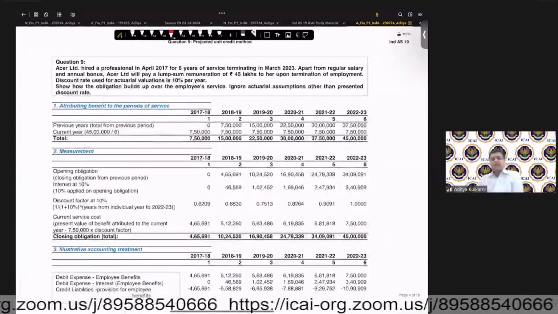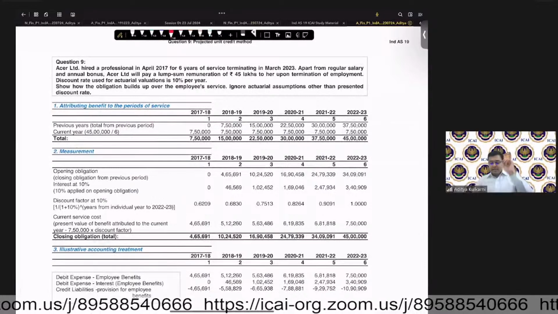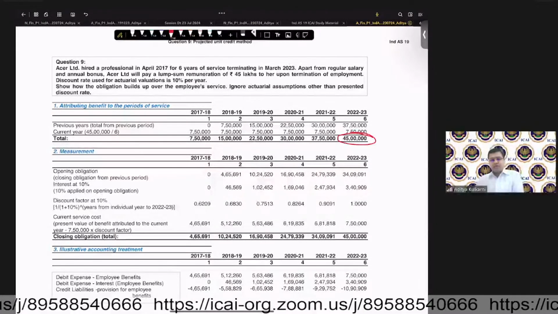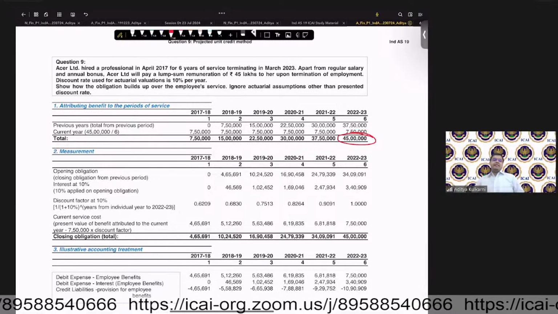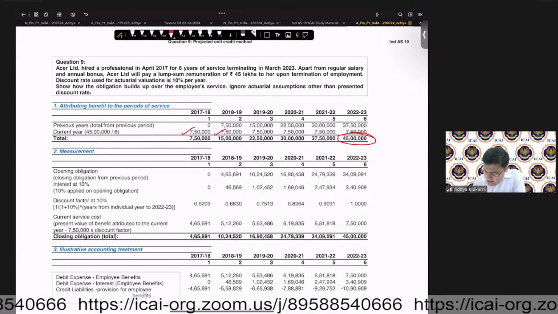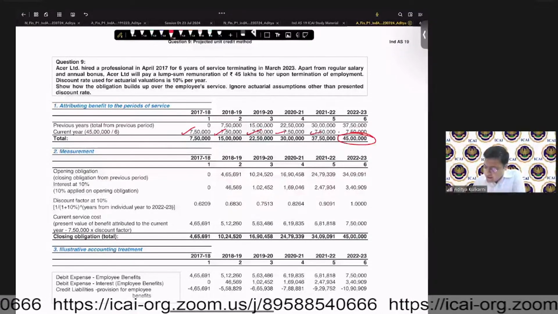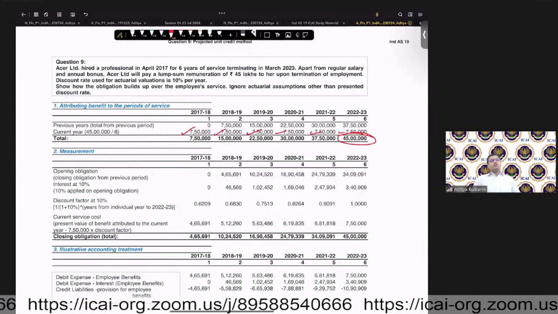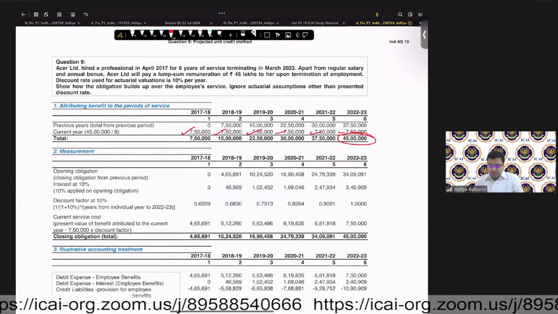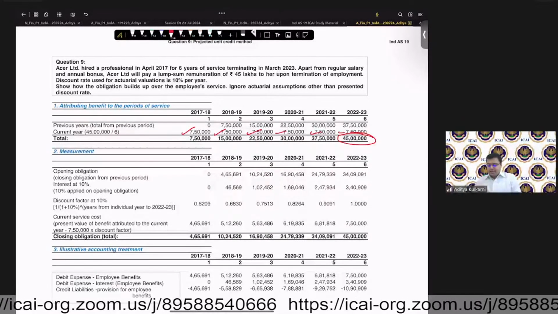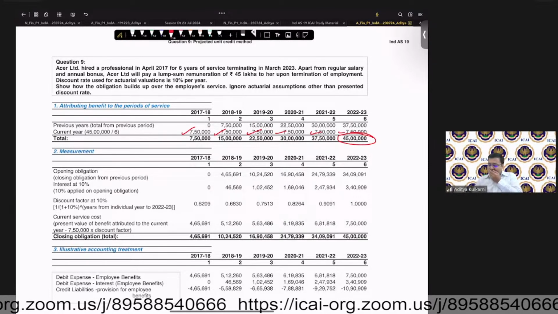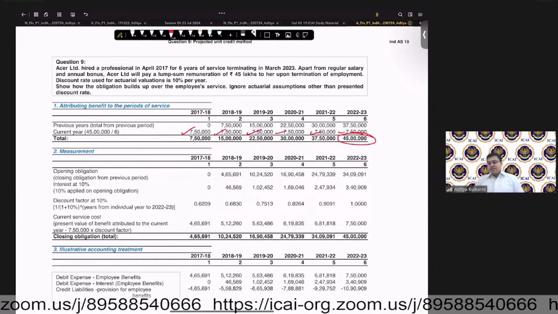See, first of all, what is the defined benefit obligation? 45 lakhs. What is the tenure? 6 years. That means each year the lady gets entitled to 7,50,000. Do you agree or not? Yes.